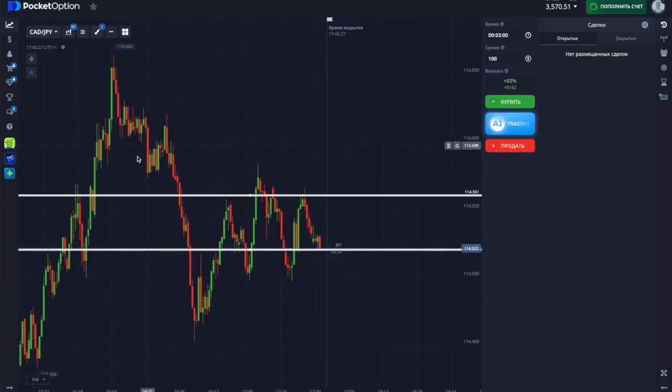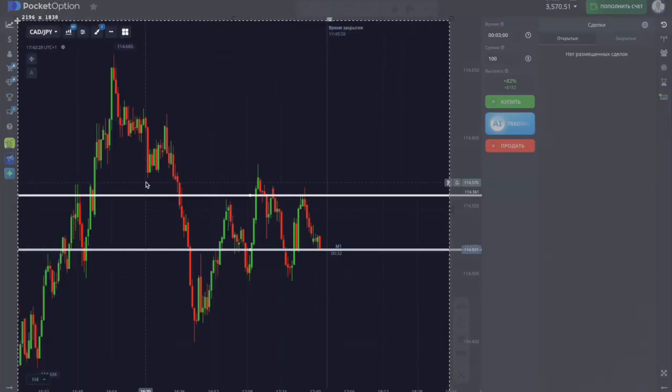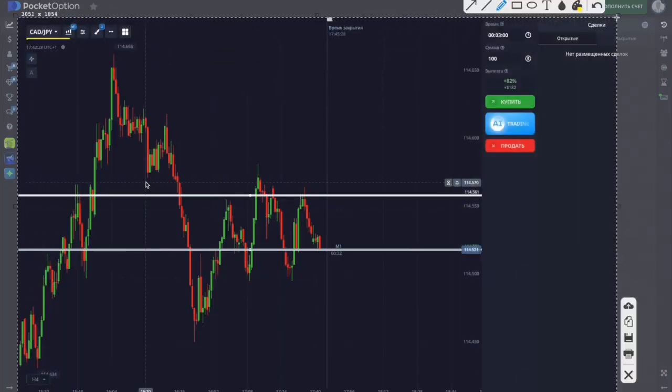Let's begin. How do I analyze? First, I'll give a brief overview and then we'll dive into detailed breakdowns. To start, I go to the broker, choose a currency pair, and make sure the payout percentage is above 70%. Right now, it's 82% for us.